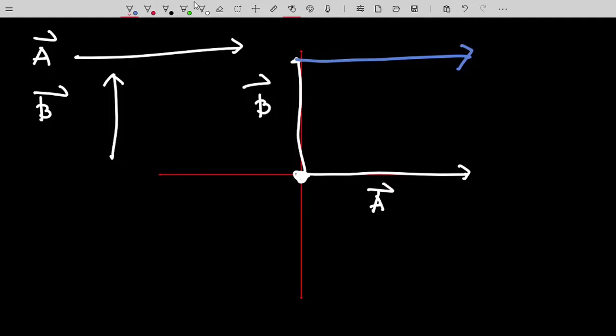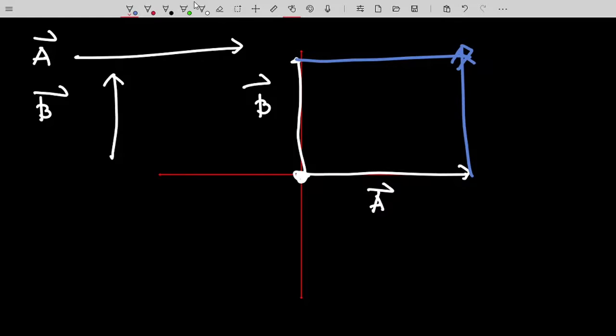Okay, the next thing to do is also copy this vector starting from the head of your first vector. So we should do it like this one. So that is why it is called the parallelogram method, because we're actually going to have a parallelogram.